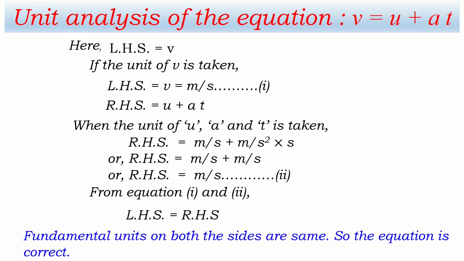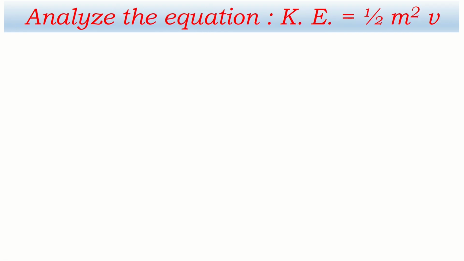Fundamental units on both the sides are same. So the equation is correct. This way, analysis of the unit gives us the idea whether the equation is correct or not. Okay, let's go to another one. Analyze the equation kinetic energy is equal to half m square v, whether this equation is correct or not.